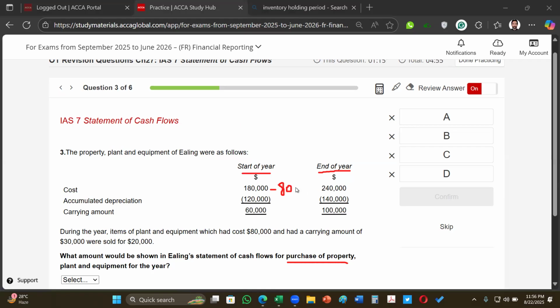Okay, so the answer is 100 here. The value of the assets would be 100. We calculated the value of the assets as 100. However, the closing value is 240, which means the assets have increased by 140. We have calculated a value and they have provided us the values. So accordingly, we think that the value of the asset should be 100. However, the value of the assets had gone up to 240. So what could be the value of the purchase of the asset? That would be 140. So that is the right option.